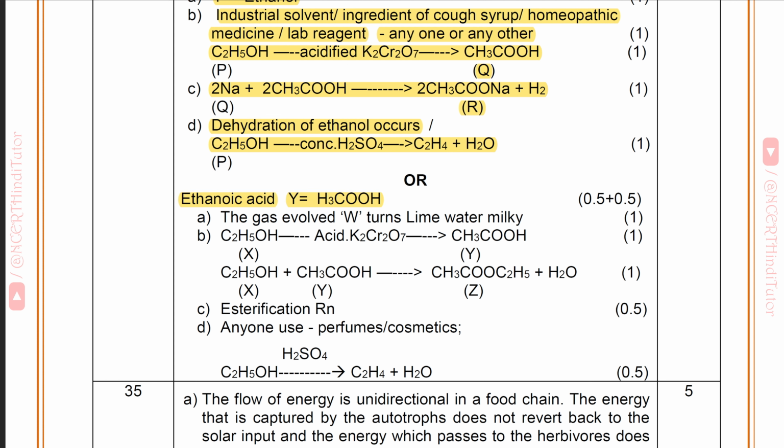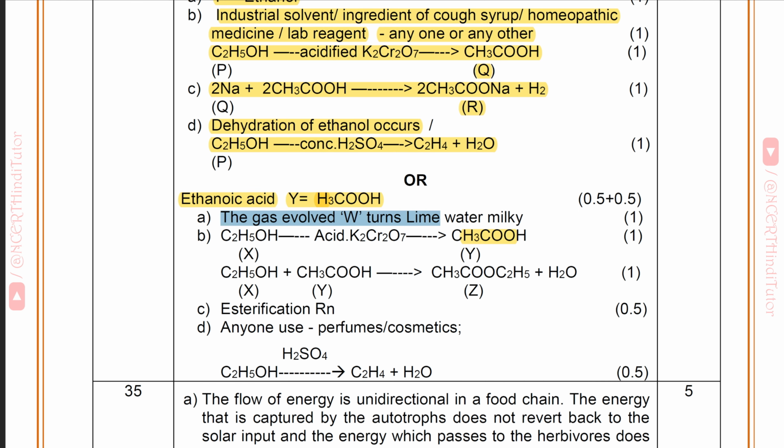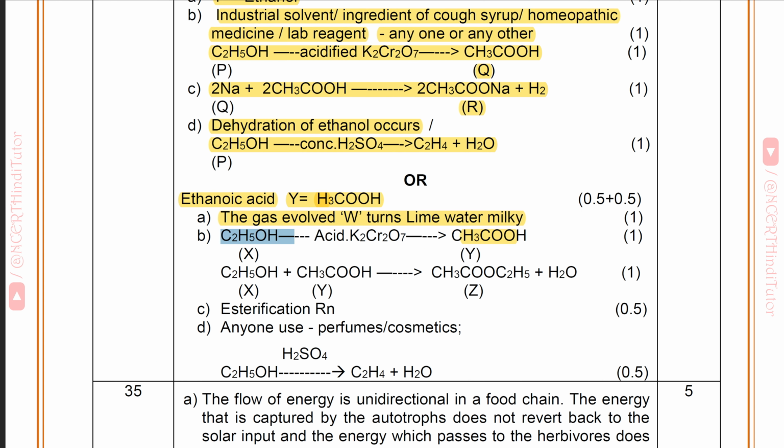So here is a mistake, C is not written here. So you have to write CH3COOH. B. How will you test for the gas W? Answer. The gas evolved W turns lime water milky. C. Depict the formation of Y and Z using chemical equations. Answer. C2H5OH, X, plus acidified K2Cr2O7 gives CH3COOH, that is Y. Second equation, C2H5OH X plus CH3COOH Y gives CH3COOC2H5, that is Z, plus water H2O.